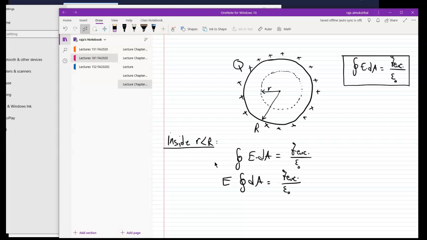So far so good? Okay, now what is that? Again, we said that the meaning of this surface integral dA is nothing but the surface area of the sphere, which we already know is 4 pi r squared, r being this r. And 4 pi r squared is basically the surface area of this Gaussian surface. Got it? So it's going to be E times 4 pi r squared equals to what?